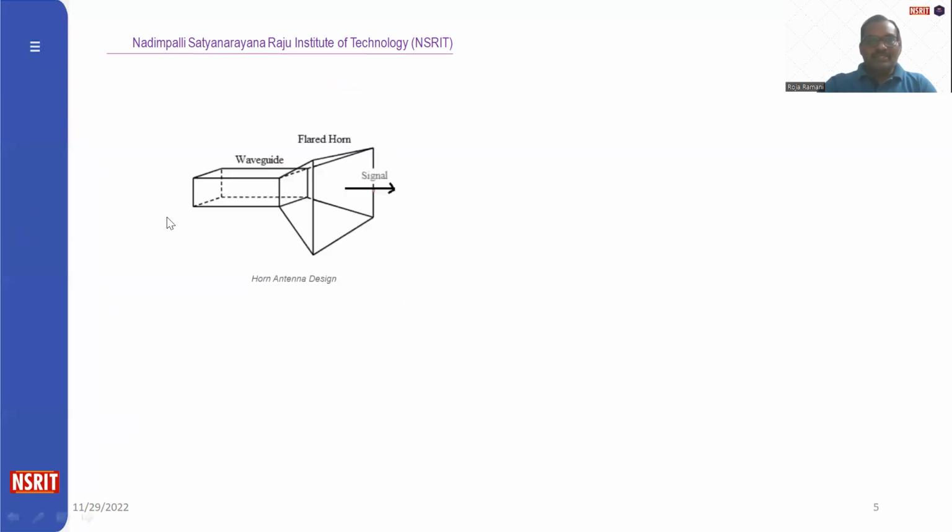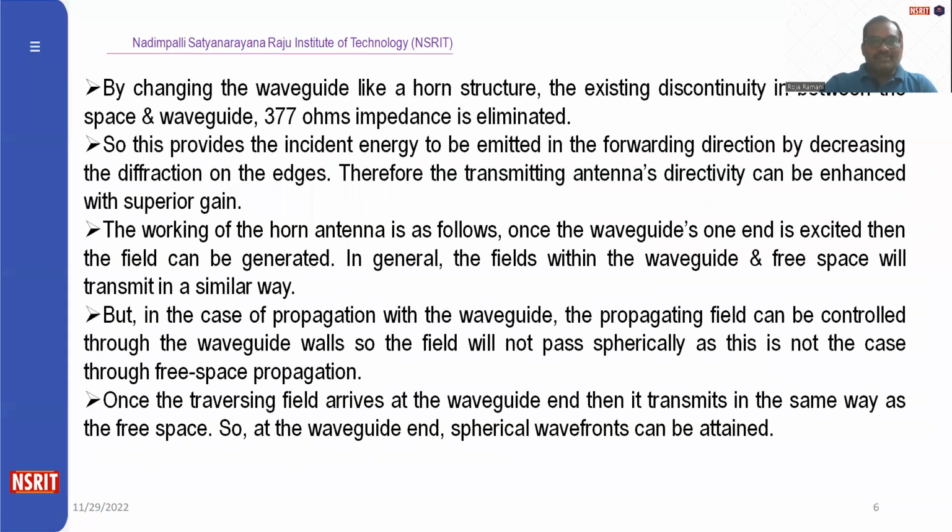So this is the horn antenna diagram. This is the waveguide, a rectangular waveguide. One end of the rectangular waveguide is flared out. This flared end will transmit and receive the signals. Because of this flaring out of the waveguide mouth, the sudden transition is converted into a continuous transition so that it will be properly matched with the free space impedance.